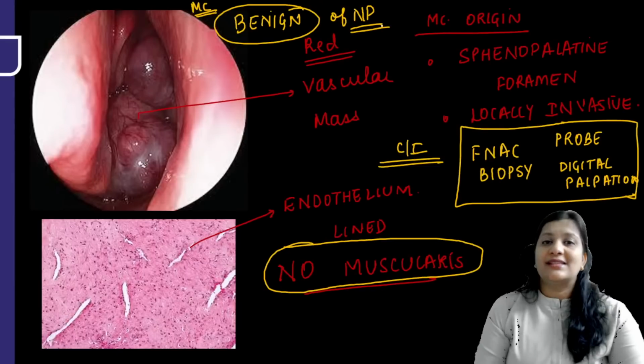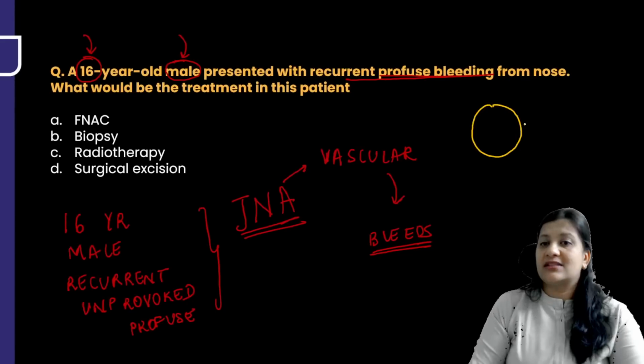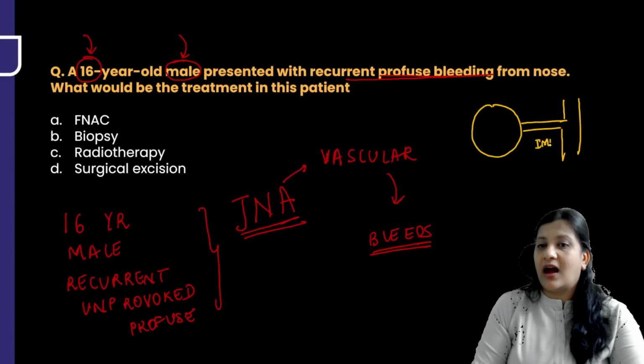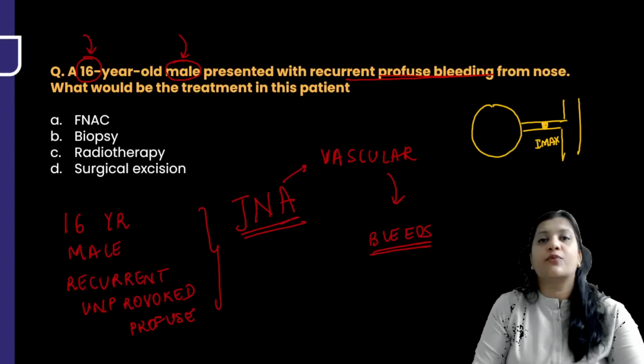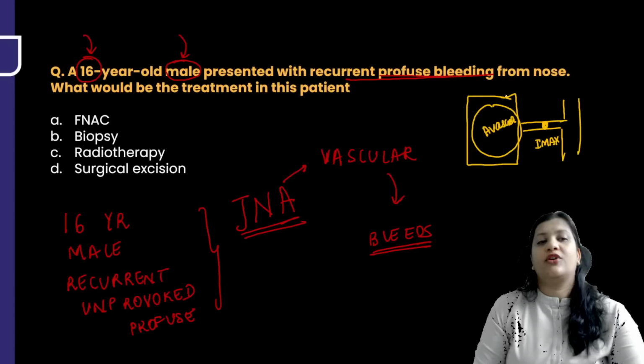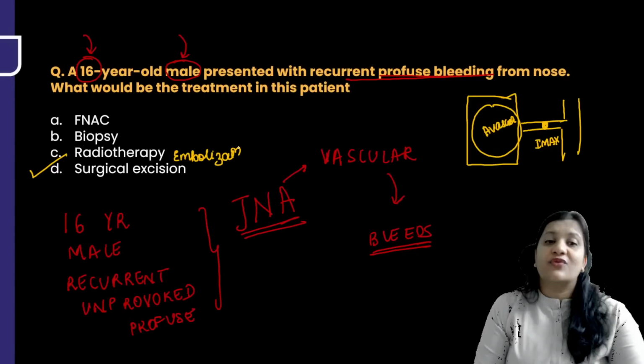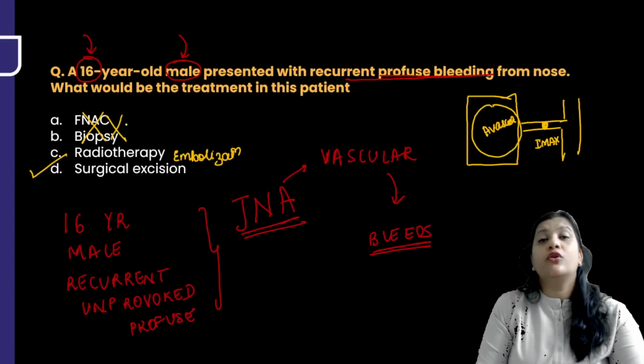So when we talk about management of this condition, we have to always embolize the tumor. The tumor receives its blood supply mainly from the internal maxillary artery. So we block the blood supply of the tumor by embolizing. The tumor becomes avascular, and then you will surgically excise the tumor. So the treatment is embolization followed by surgical excision. That is the treatment for patients with juvenile nasopharyngeal angiofibroma. FNAC and biopsy are absolutely contraindicated.